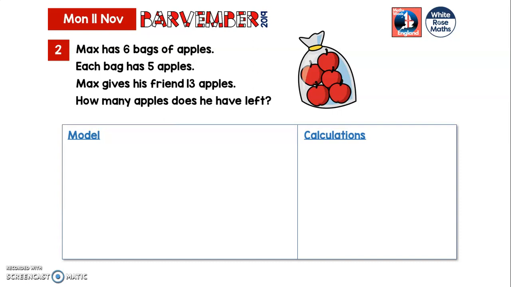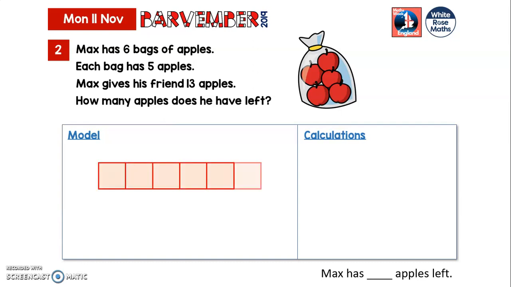Question 2, Max had 6 bags of apples. Each bag had 5 apples. Max gives his friends 13 apples. How many apples does he have left? So this time I'm going to draw a bar that has 6 parts to it, and those are representing each of the bags of apples. And each bag has 5 apples. So I can now work out how many apples Max had in total. 5 lots of 6 is 30.